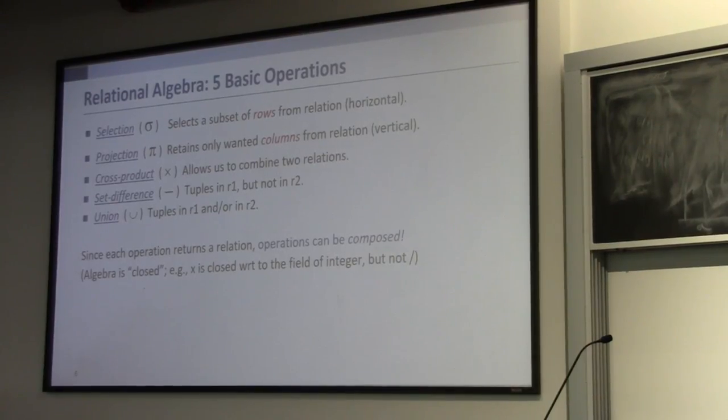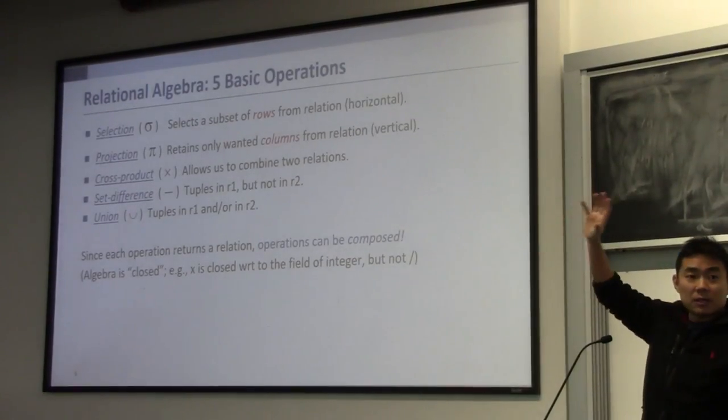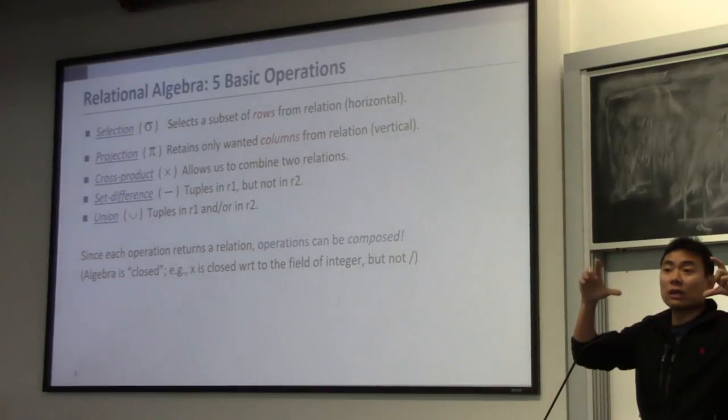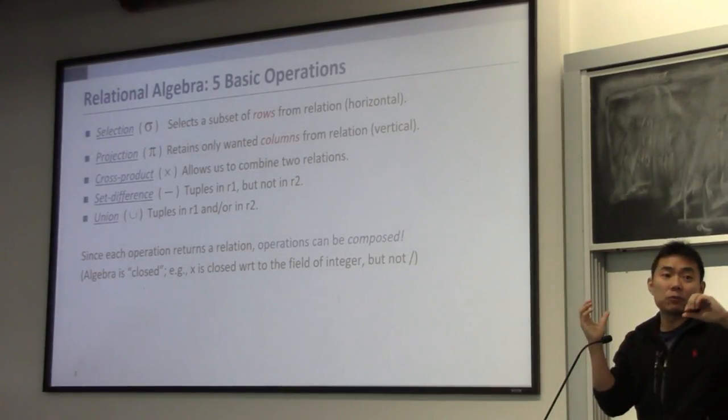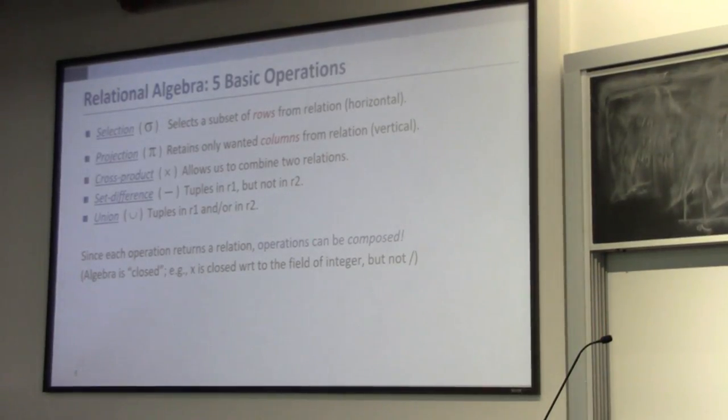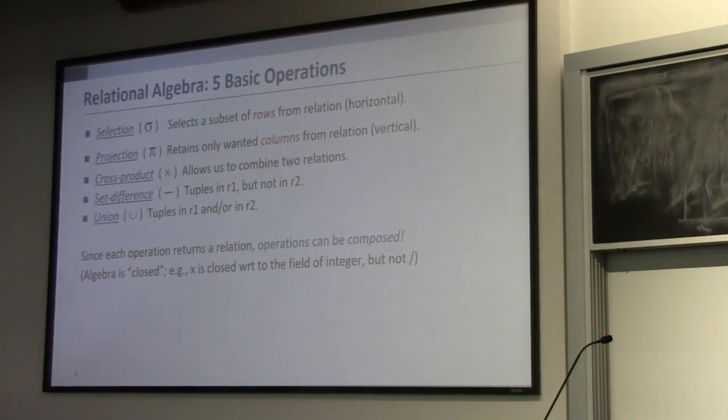Okay? And the key observation is, since each operator, as I mentioned before, takes a relational instance as input and returns a relational instance as output, this particular fact means that you can compose these operators in arbitrary fashion to build more complex operations out of them. Does that make sense? In other words, the operations are closed.